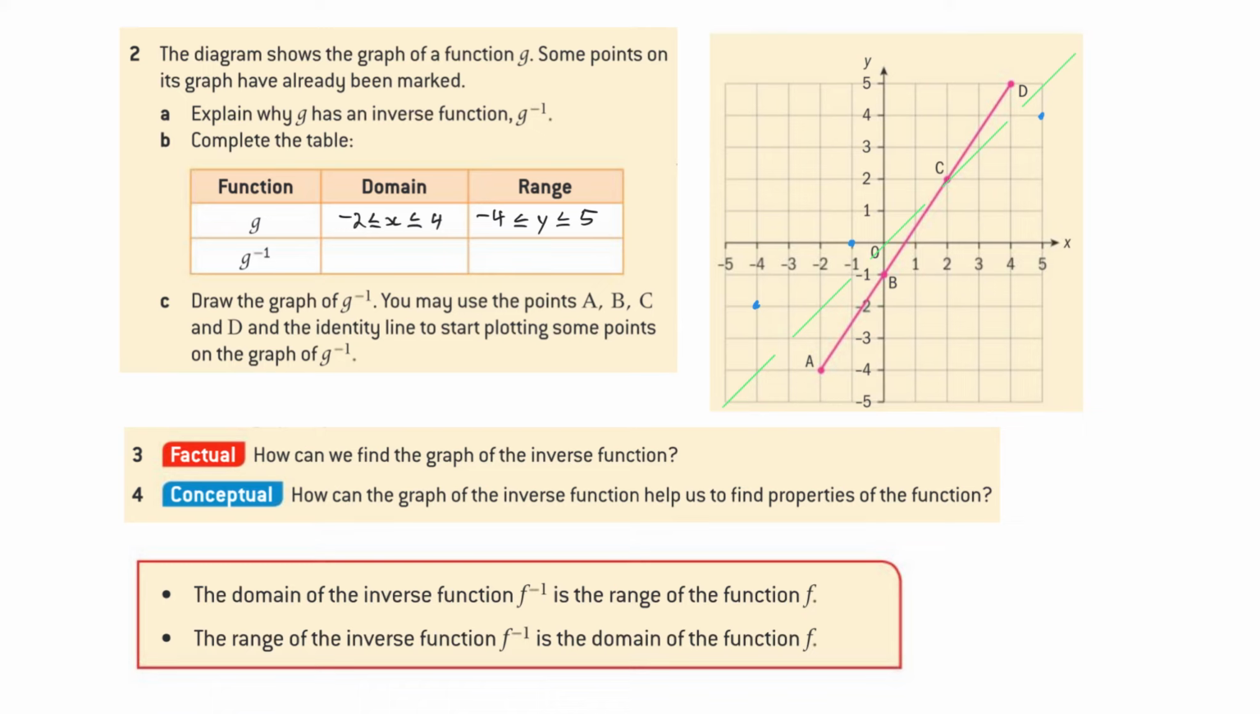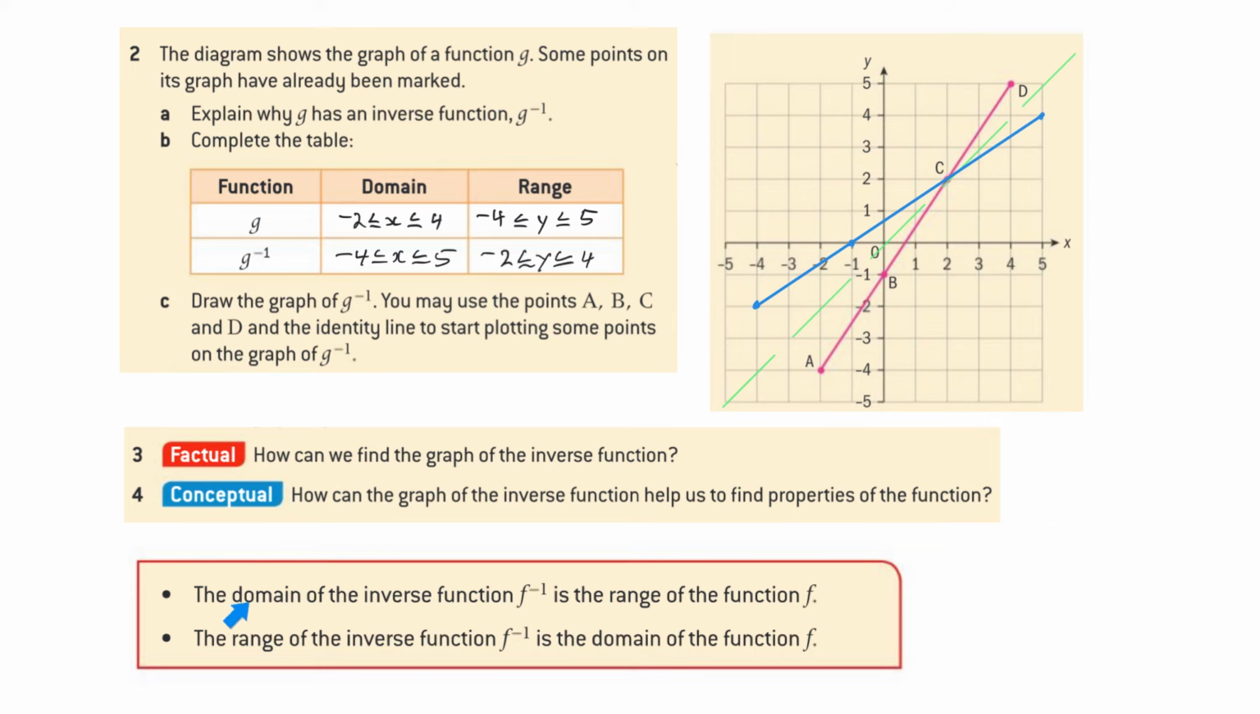That's our now A dash, B dash, C is on the line. So both the function and the inverse function pass through that point, and that's D dash. Let's connect those. I've effectively reflected the red line across the green identity line, the y equals x axis, to the blue line. The blue line is our inverse function. We can now fill in the table because we can see for the inverse function, the domain is from -4 to 5, and the range is -2 to 4.